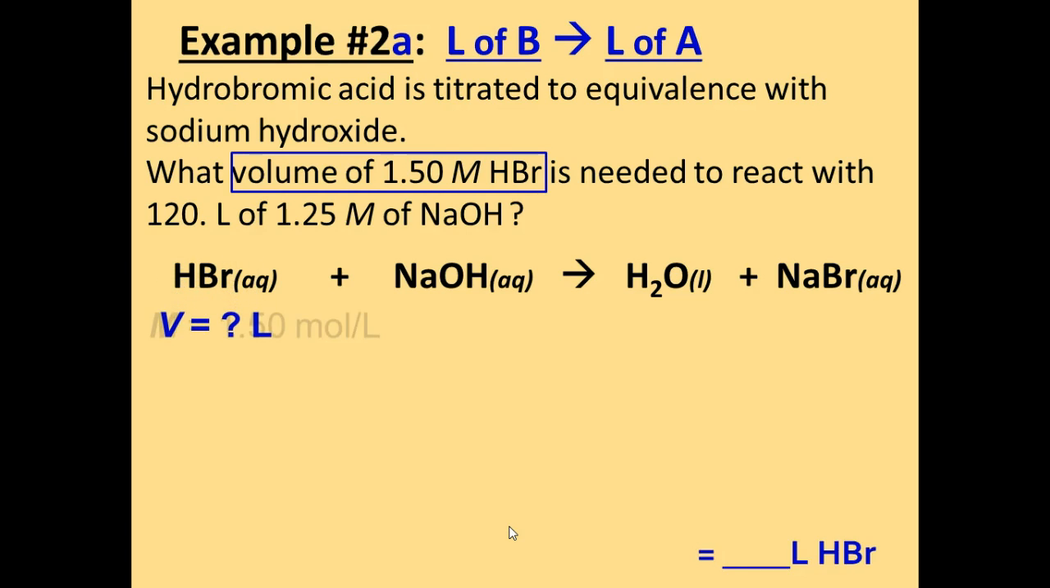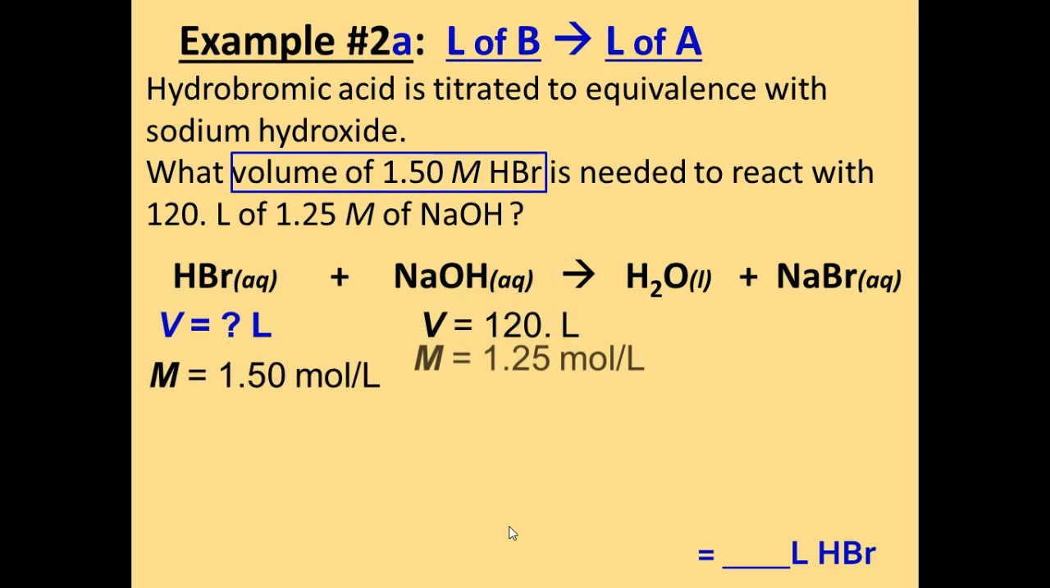First we have to pull out what we have. We need the volume of the HBr again, but this time we're using different numbers. So off to the side you can write liters of HBr, because that's what we're looking for. We don't have the volume of HBr, but we have the molarity of HBr, and we have the molarity and volume of NaOH. So we start out with what's fully given: the volume and molarity of NaOH. So we start with that.